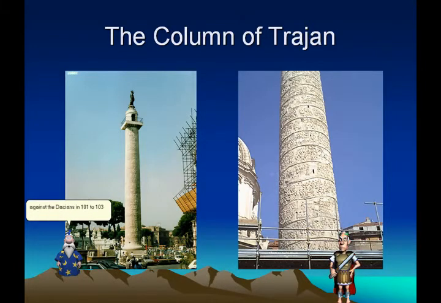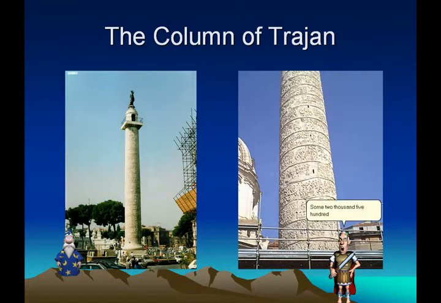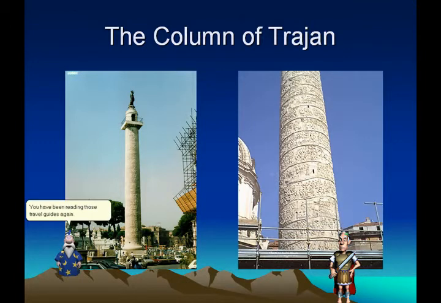The marvelous reliefs covering the whole shaft represent scenes during the emperor's campaigns against the Dacians in 101 to 103 and 107 to 108. Some 2,500 figures provided a mine of information about Roman and barbarian arms and methods of warfare. You have been reading those travel guides again.